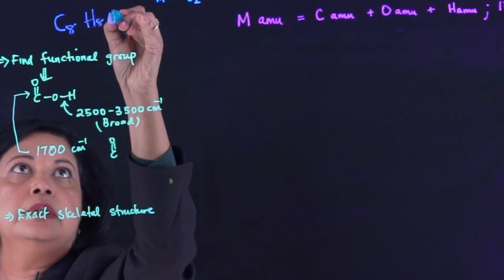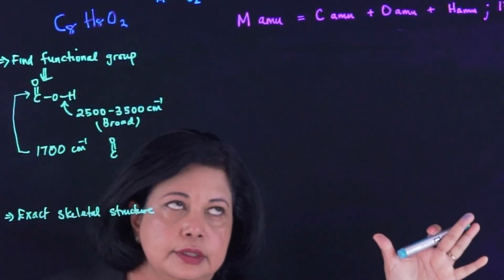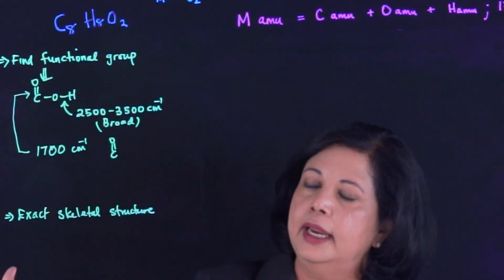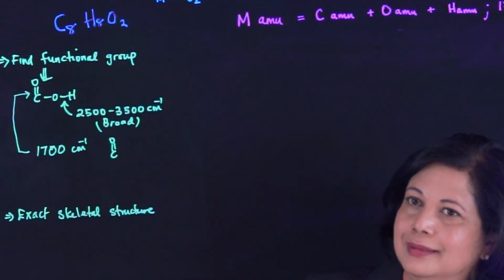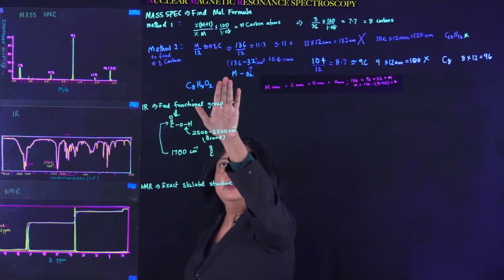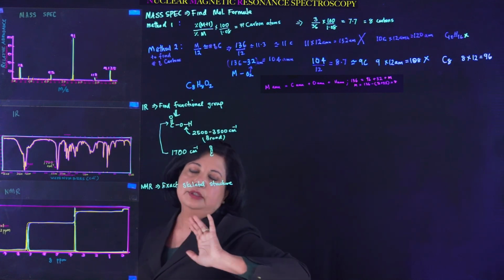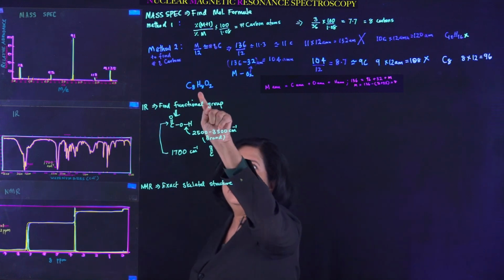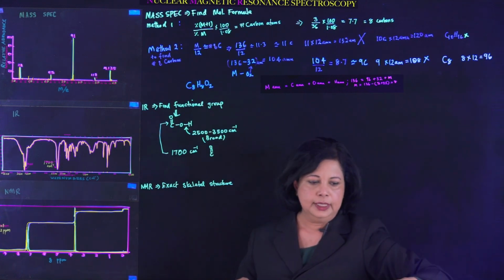C8H8O2. We can use that then to come up with a structure based off of the mass spec and or the NMR. Let's look at then what would be an exact skeletal structure for this compound. So we know that we have C8H8O2.